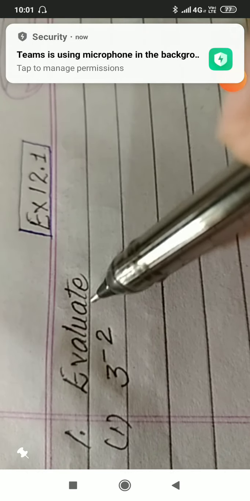Question number 1 we are going to start. So question number 1 is evaluate. On that day we have discussed what is the meaning of evaluation. So how to solve this question?